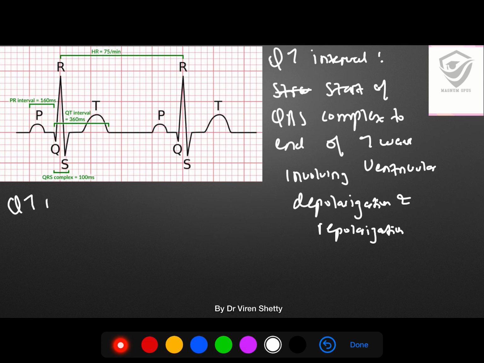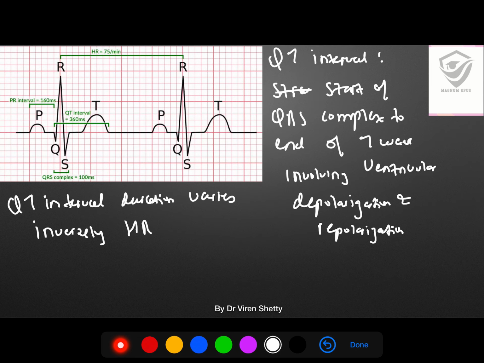So QT interval, the duration, varies, it is not constant, and it is inversely related to the heart rate. Inversely related. If heart rate increases, the QT interval will reduce. If QT interval increases, the heart rate is reducing. That is called inversely related.